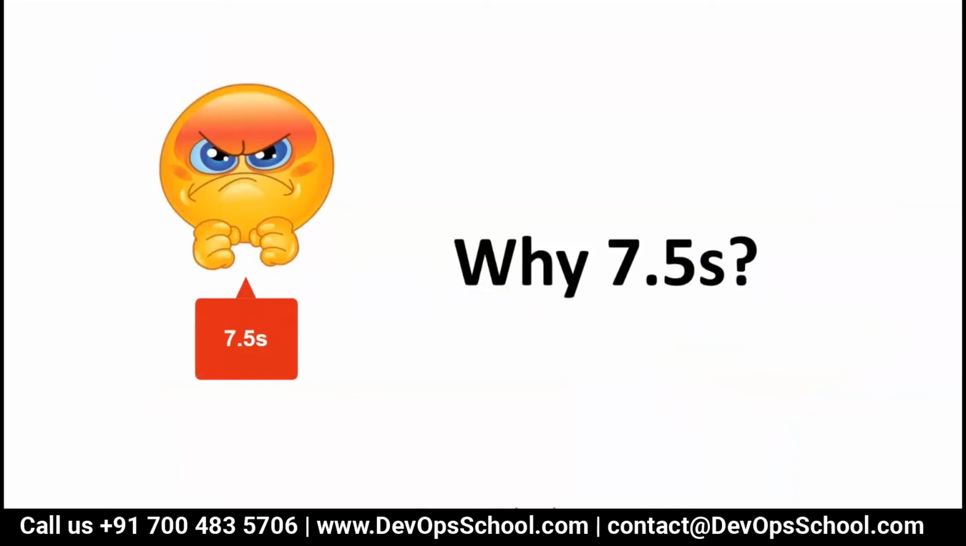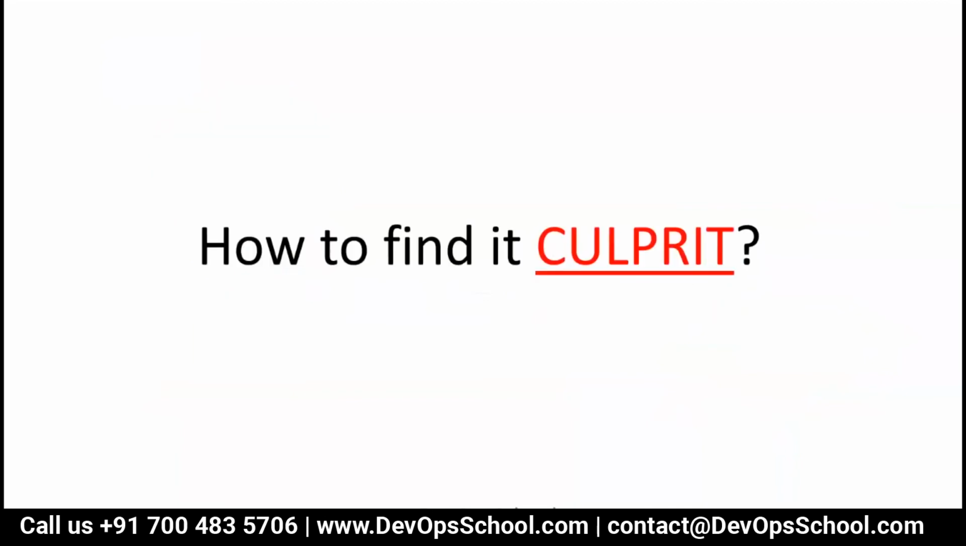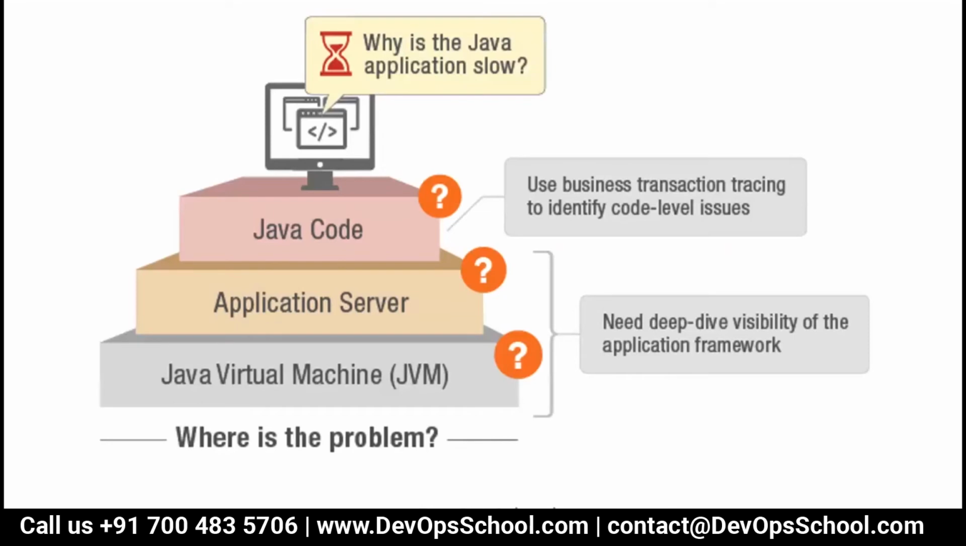So now, guys, how to find a culprit? Are we having a problem in the Java code? Or in the application server? Or in the JVM itself? Are we having a problem in the network? In the ISP? In a third-party gateway? Where is the problem? That you need to find out.